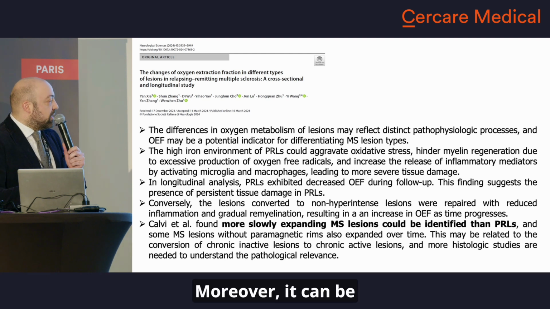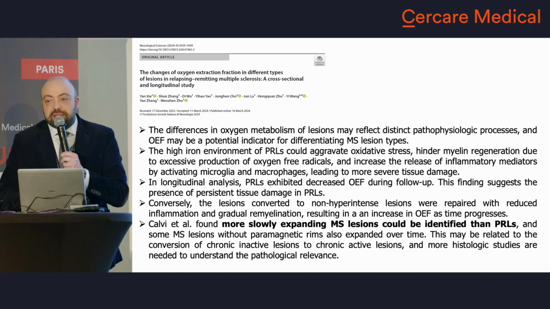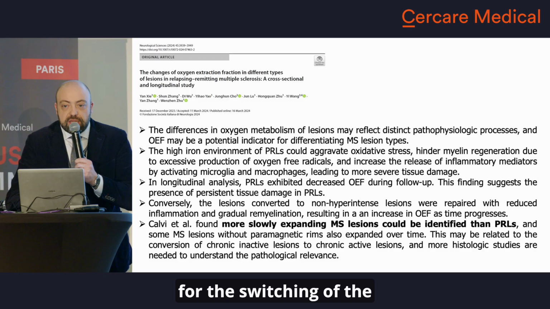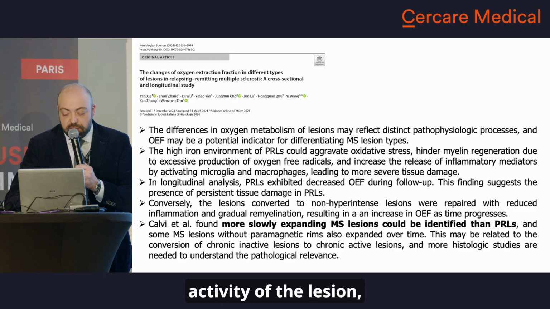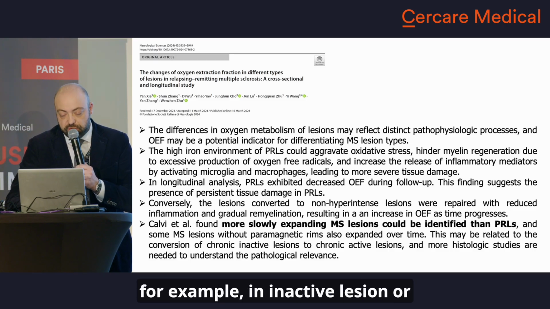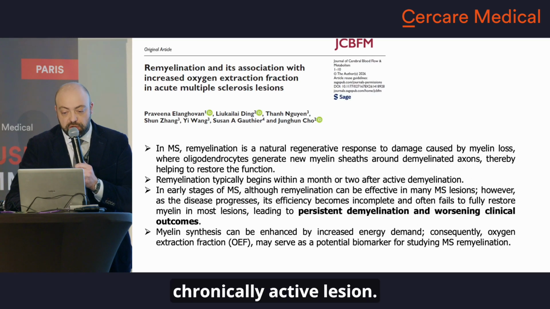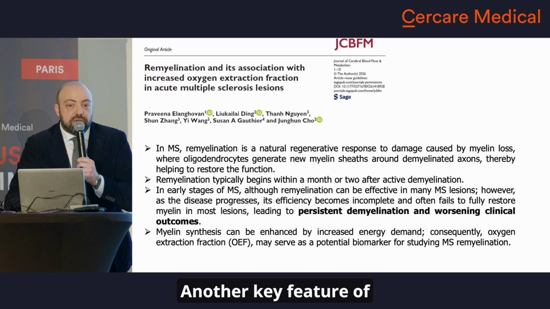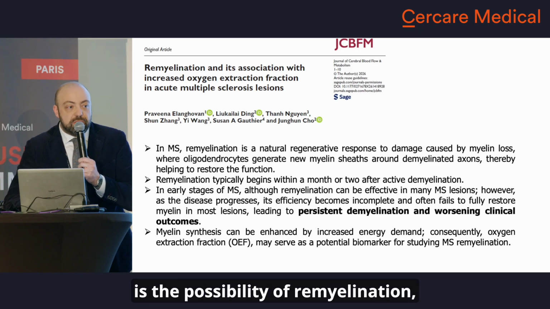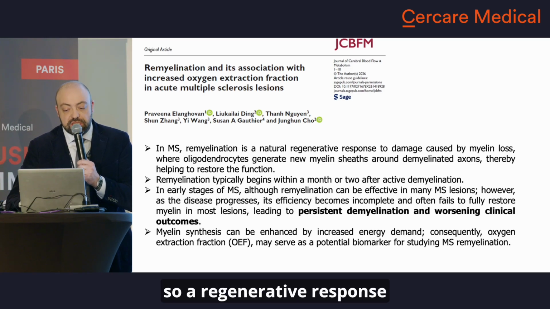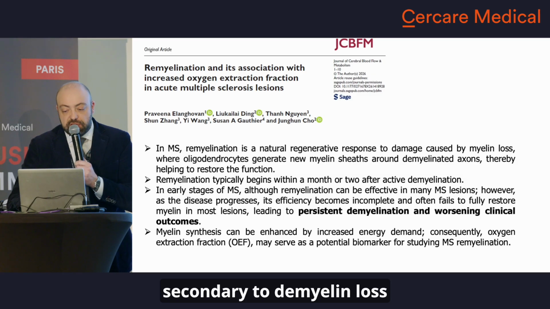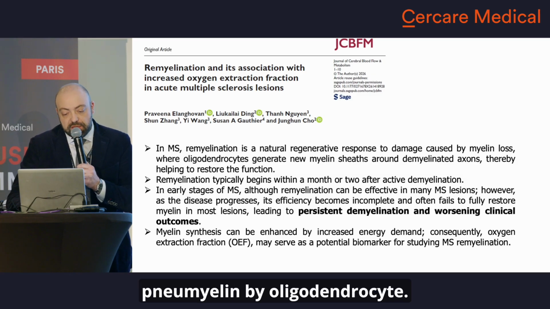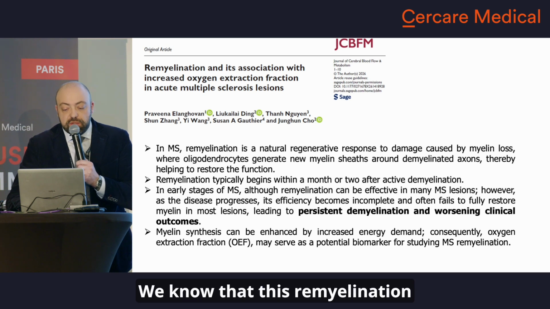Moreover, it can also be another biomarker that is much more sensitive than PRL for detecting the switching of the activity of the lesion, for example, in an inactive lesion or chronically active lesion. Another key feature of multiple sclerosis lesions is the possibility of remyelination, a regenerative response secondary to myelin loss, with the generation of new myelin by oligodendrocytes.